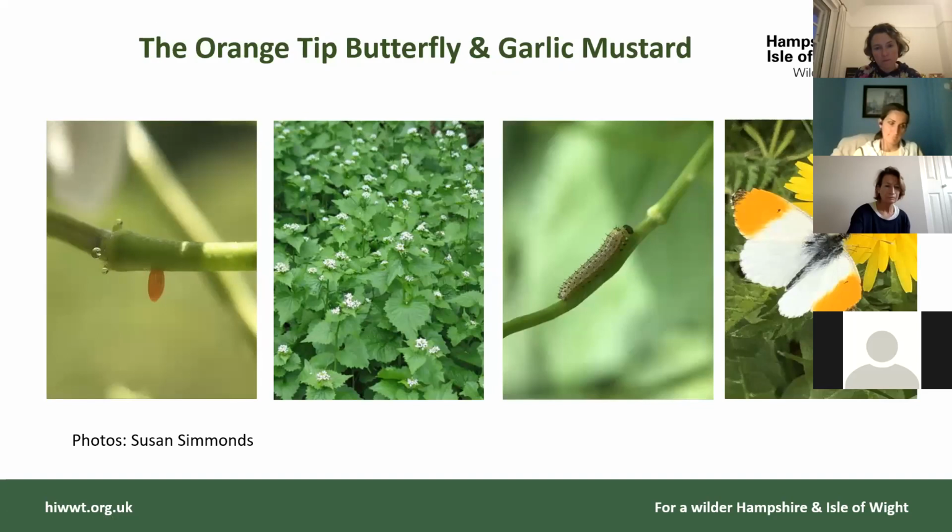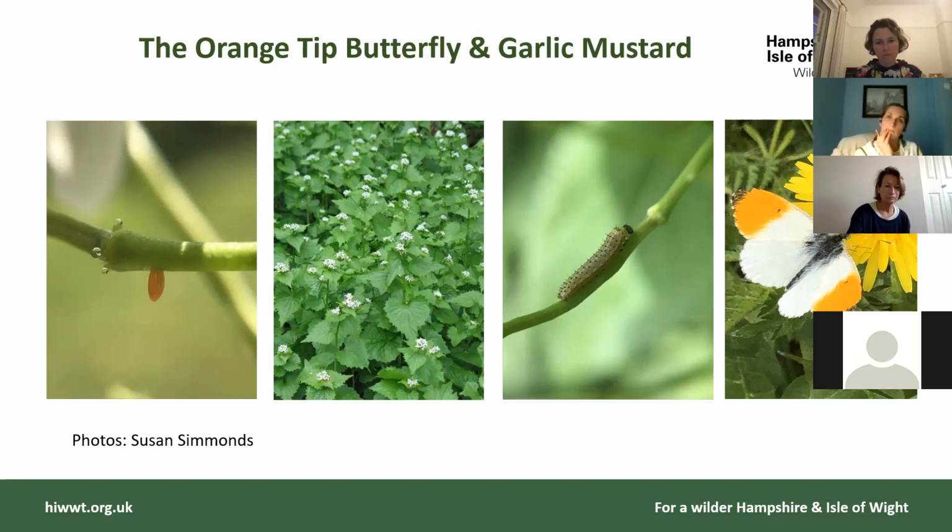Another really common plant is garlic mustard, and you find this growing along the roadside. You find it in the garden. It's a member of the cabbage family. It's edible and it does smell slightly of garlic, but it's the food plant of the orange tip butterfly. So the orange tip lays its eggs on this, and you can see the egg here. Again, I took this picture with that little lens that you clip onto the phone.